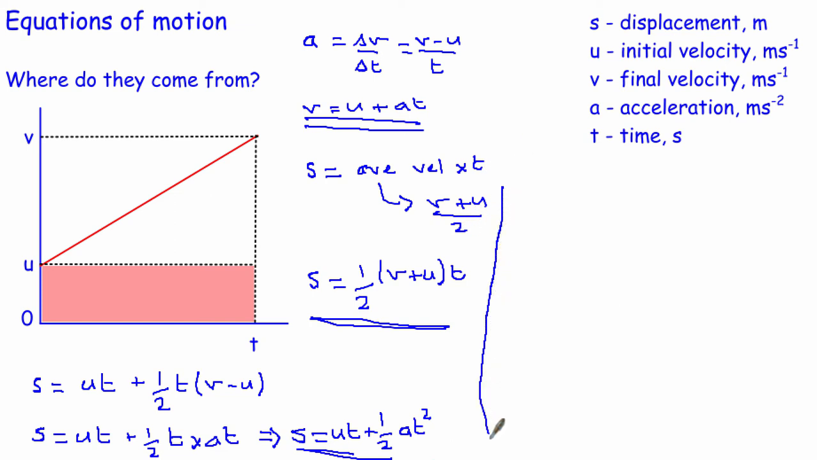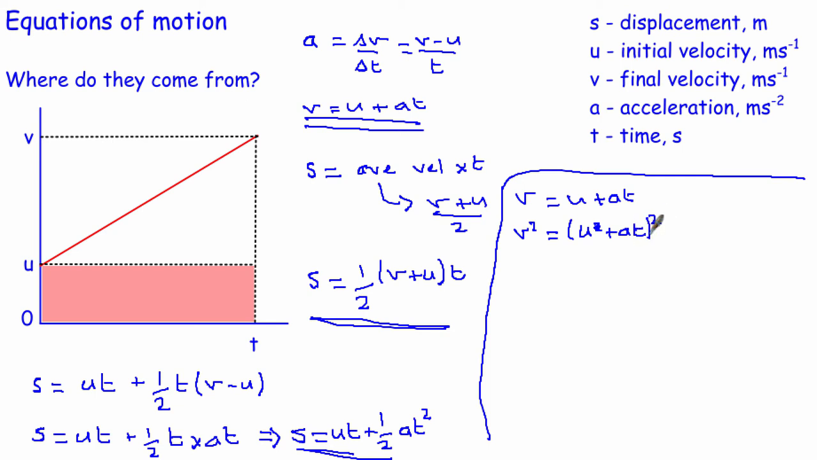Our final equation of motion we basically get from a mathematical way of deriving it. So we're going to start off with this equation here. So v is equal to u plus at. Now I'm going to square it. So v squared is equal to u plus at all squared. And if we multiply that out, we get u squared plus 2uat plus a squared t squared, like that.